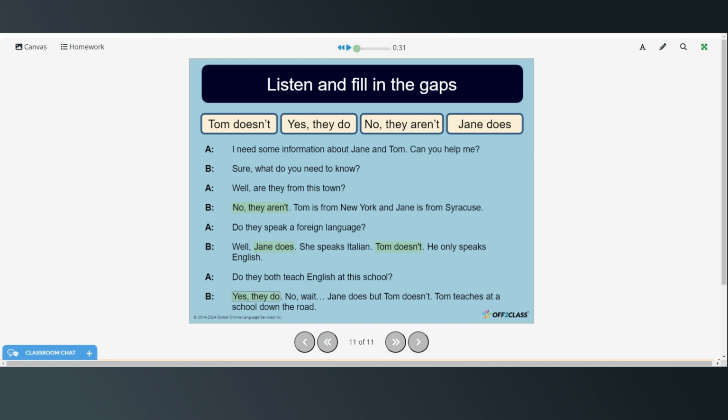All right, so hopefully you were able to follow along with that listening and filling in the gaps there.